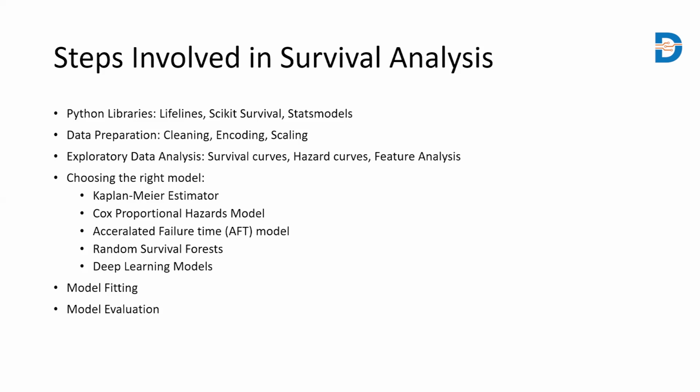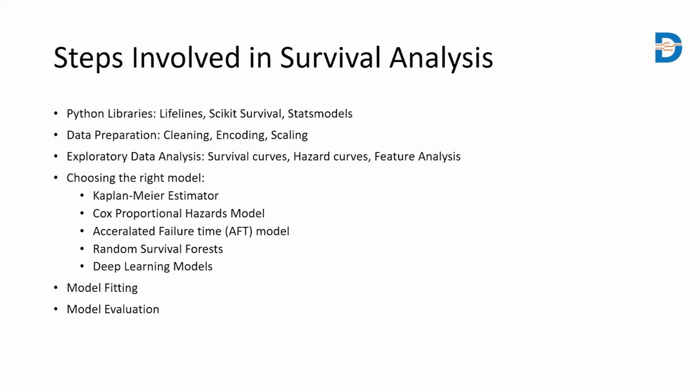Now, choosing the right model. There are a lot of them available. The Kaplan-Meier estimator is a non-parametric method, while the Cox proportional hazards model is semi-parametric, while accelerated failure time models are parametric models that assume a specific distribution of survival times. Random survival forests are very similar to your random forest algorithms. They are ensemble methods suitable for complex relationships. Deep learning models handle larger and complex data sets. After that, we fit the model and evaluate the model.